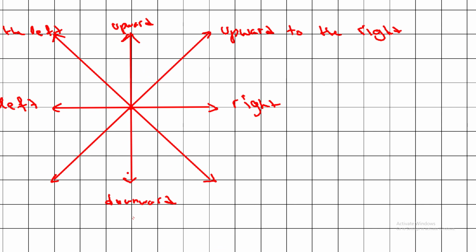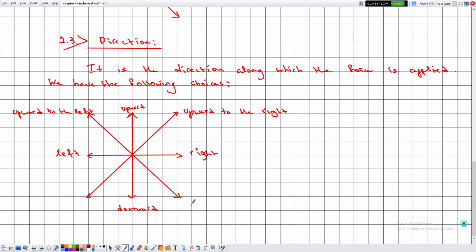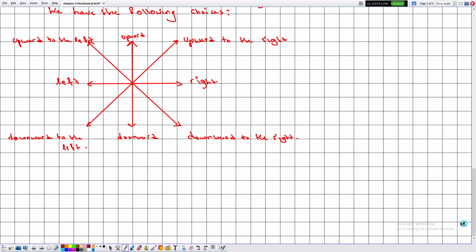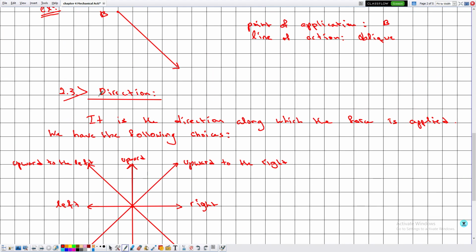Then we start by this and we move to the right, so this is given by downward to the right. And this is given by downward to the left. Okay, so these are the different directions corresponding to the action of a force, which is represented by a vector. Now let's consider the following example.